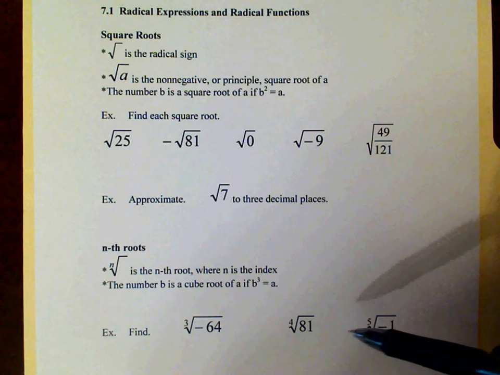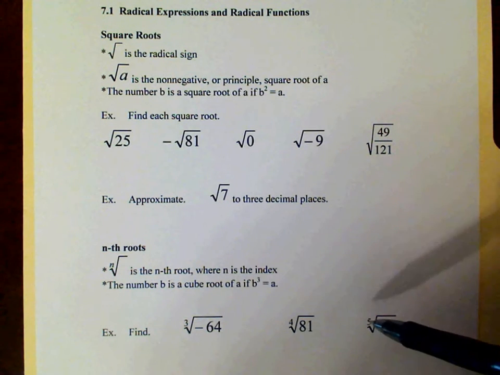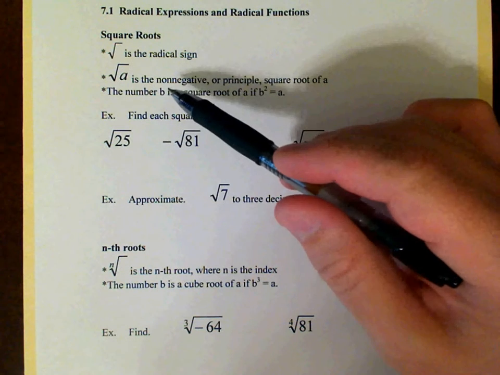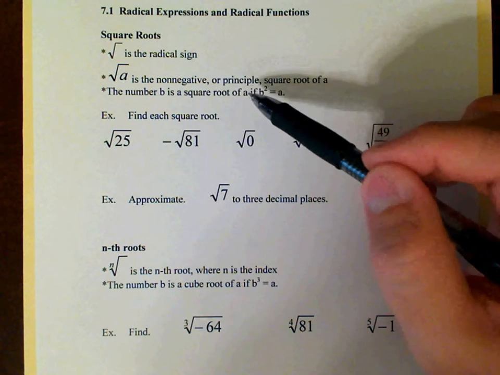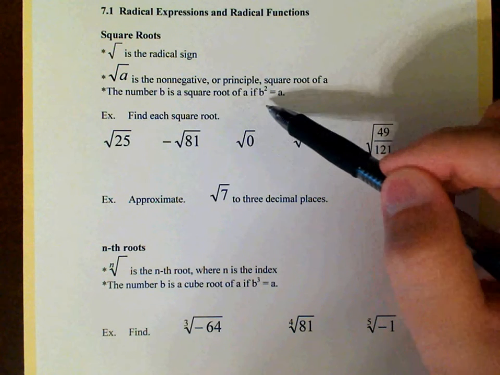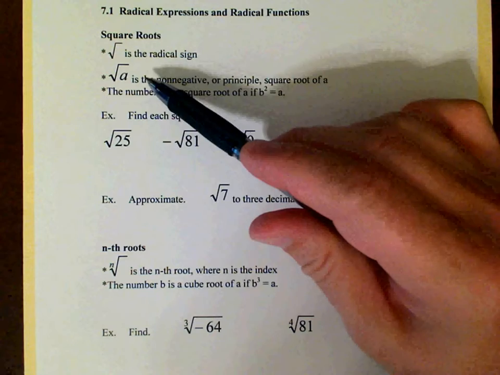This is called the cube root or the third root. This is called the fourth root. This is called the fifth root. By definition, this square root of a is the non-negative or principal square root of a. The number b is the square root of a if b squared equals a. In other words, what number squared gives you the number underneath.